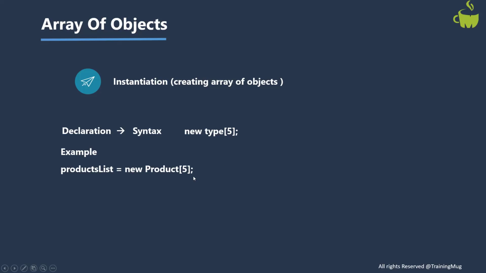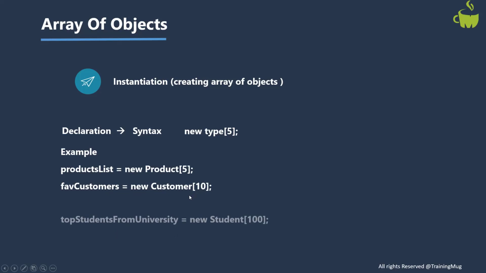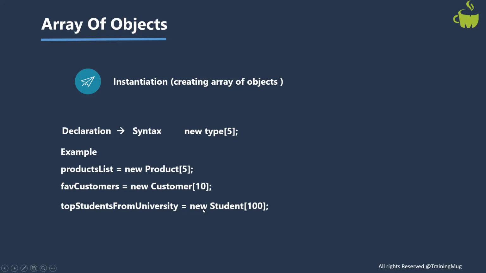Now the question comes: are the objects actually created, or what values is it going to store in that particular array? We'll see that in a minute. Similarly, if you want to create an array of 10 customers, we'll say favoriteCustomers is equal to new Customer[10]. Similarly, topStudents from a university is equal to new Student[100]. An array of 100 students gets created. Now productDevelopmentGroup is equal to new Employee[20]. An array of 20 gets created on the heap.